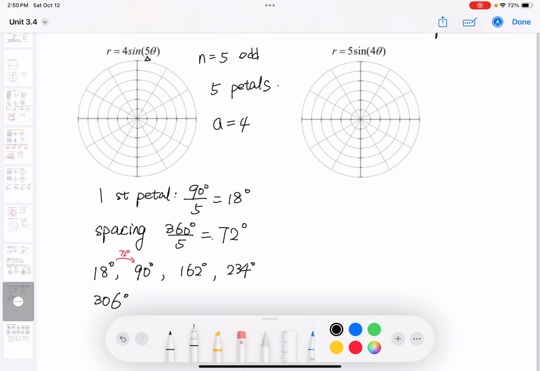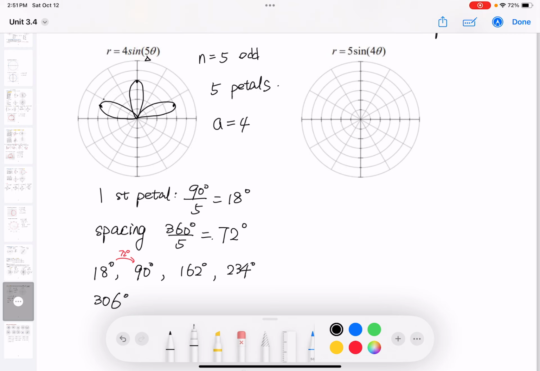First one is 18. So 18 is here, my first petal. The A is 4. Let me count: 1, 2, 3, 4. Okay, my first petal is here. And the second one is 90 degrees. So 90 degrees is here. It's my second petal. And the third petal is 162. So here is 150, so 162 is about here.